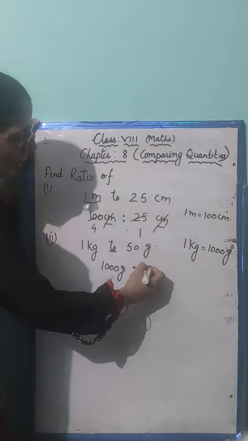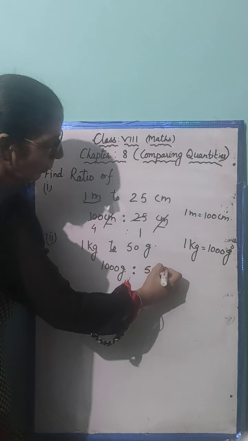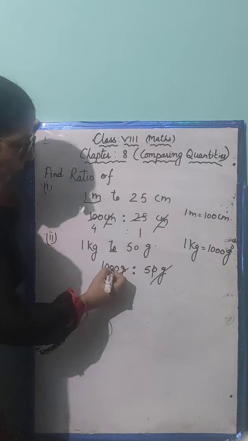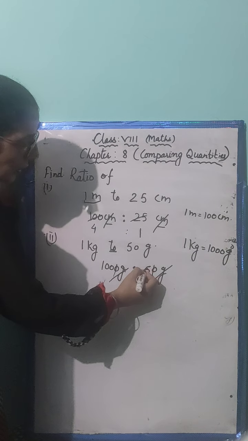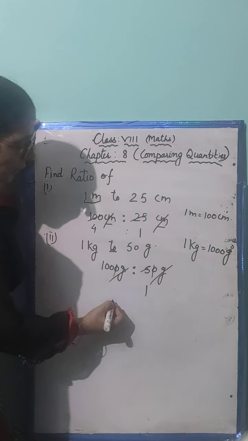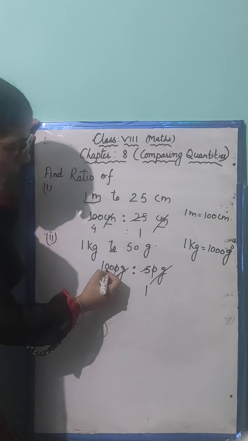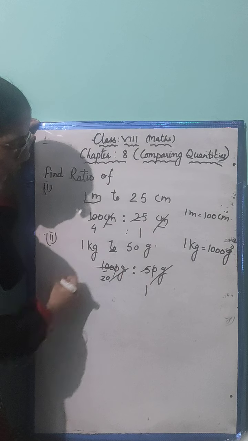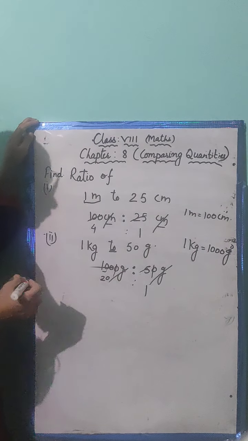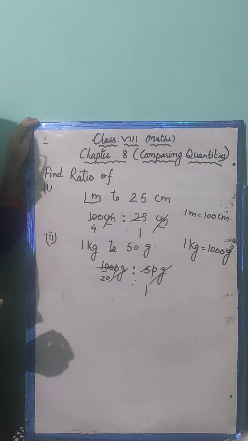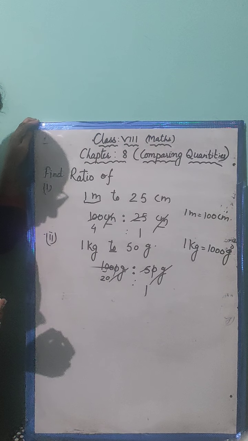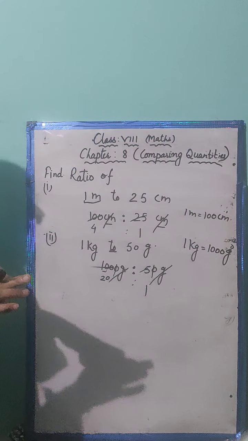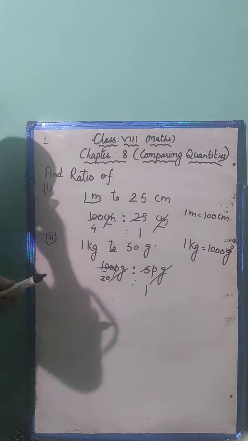Put the sign, 50 gram. So gram to gram cancel. 10, other 0 cancel. 5 1's are 5, 5 2's are 10, and 1, 0. So what is the ratio here? Ratio is 20:1. Have you understood? So with this we will be able to do all the question number 1 parts.